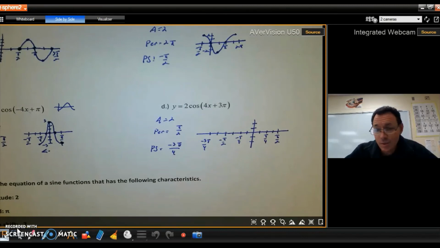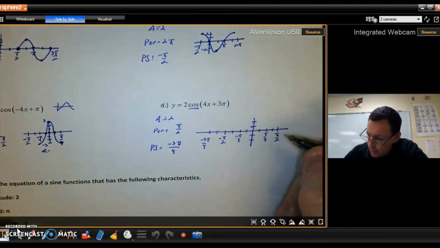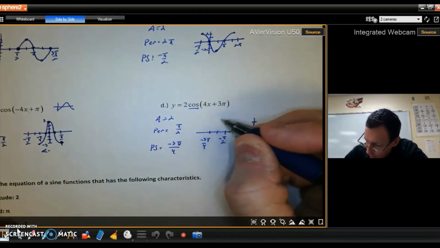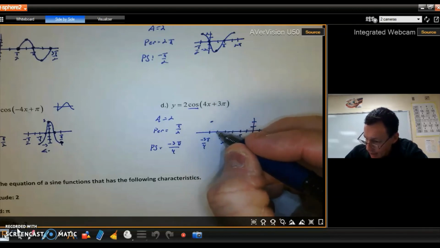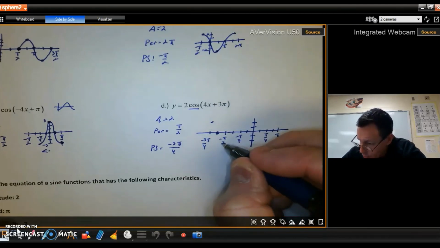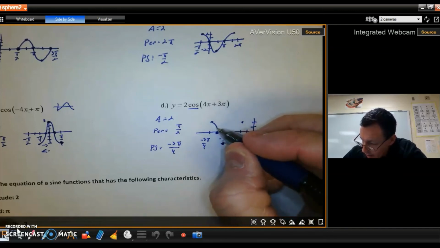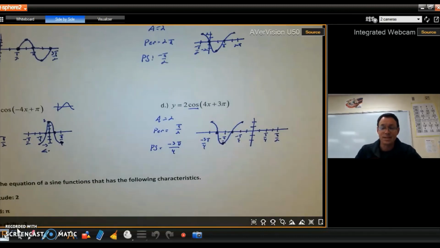Okay, once you get your starting point, then it's just a matter of following the x-axis and putting all your points in. This is a cosine graph that's going to start at its high point. So I'm going to come over here to this negative 3 pi over 4. I'm going to go up 2 to the high point. And now I'm going to come down to the x-axis. I'm going to go down to my low point, up to my x-axis, up to my high point. That is my graph. That's it. That's the first cycle, way over there.